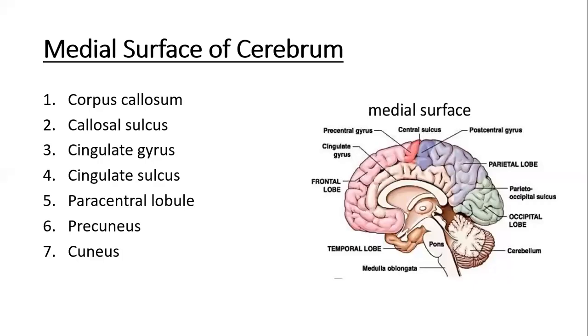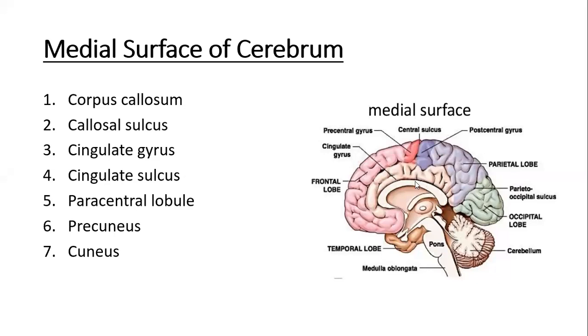So the medial surface of the cerebrum shows these features. One of the largest features that is located and visible on the medial surface of the cerebral hemisphere is called corpus callosum. Corpus callosum is one of the largest commissure fibers in the white matter of the cerebrum, connecting the two cerebral hemispheres with each other.